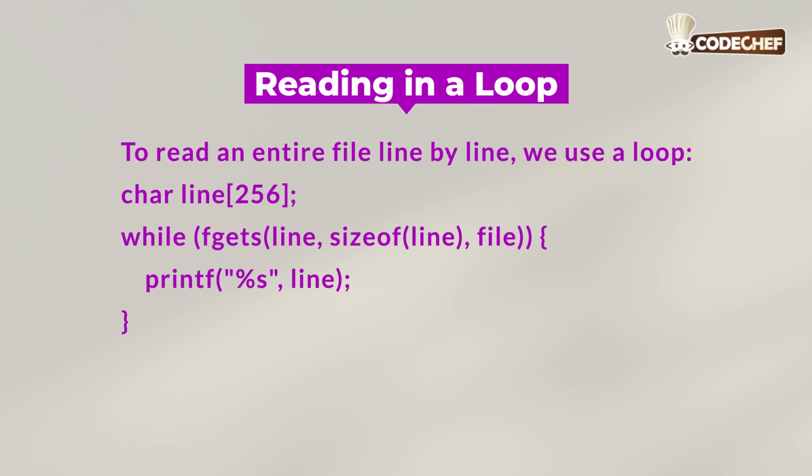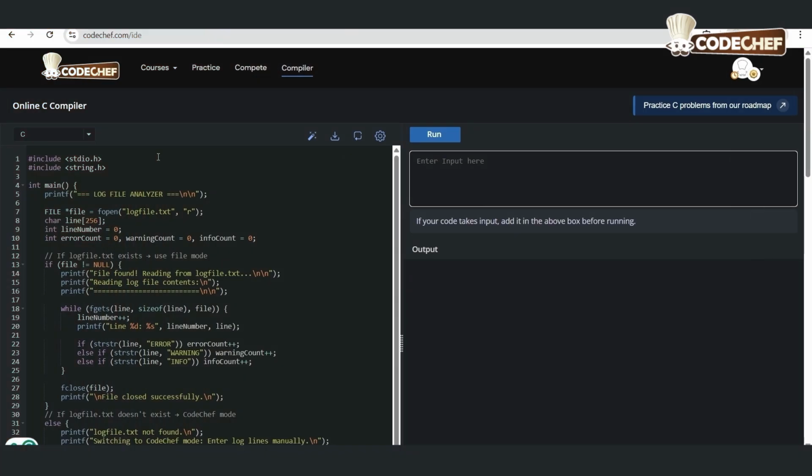So now, let's put everything together in a complete practical program, a simple log file analyzer. We start with the standard input-output library and our main function begins here. We print "Log File Analyzer" as the header over here. Now FILE *file = fopen(...) attempts to open a file named logfile.txt in read mode "r". So fopen returns a FILE pointer on success or null on failure. The program stores that pointer in file.